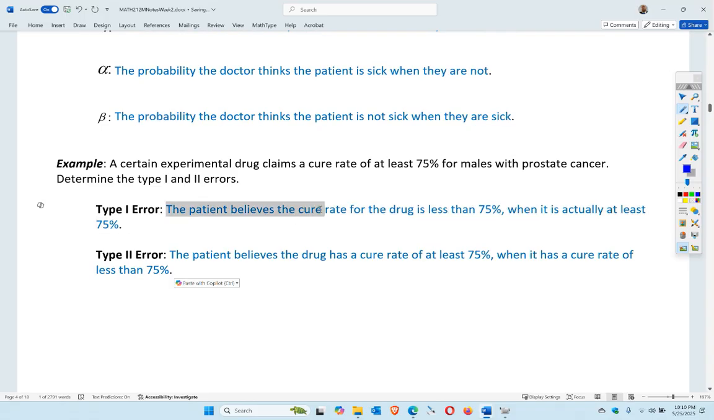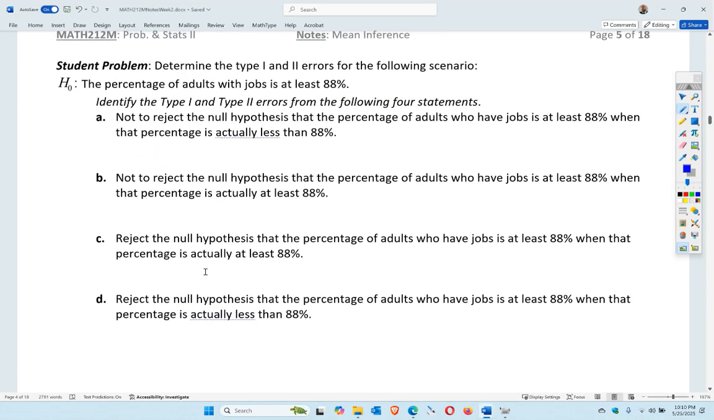The patient believes the cure rate of the drug is less than 75% when it's actually at least 75%. And the patient believes the drug has a cure rate of at least 75% when the cure rate is less than 75%. So I just want to do a percentage one there, basically. Okay, so let's do a little picture here on this page 5.